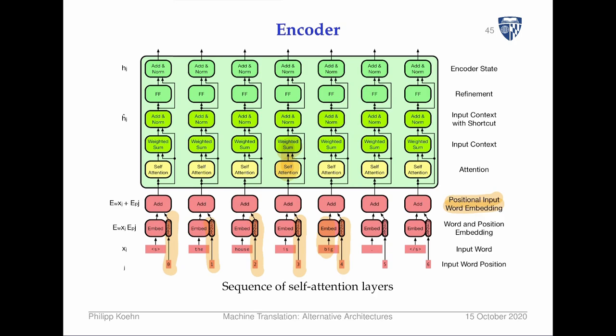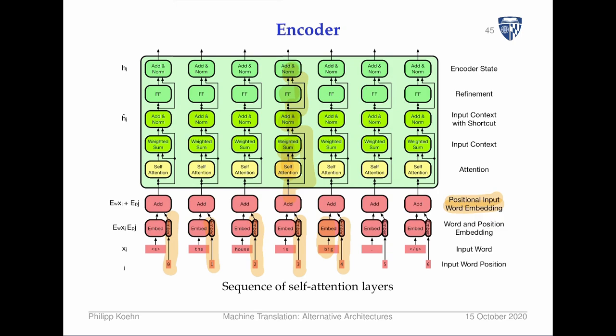Let me talk a little bit more about the math here. What you have here is an add and norm. So this is a classic shortcut connection as well. And after you have that, so this is just the weighted sum of the input context, the same idea as we had with attention before, but what's added on top of that is just a generic feed forward layer that refines this representation further, again with a shortcut connection.